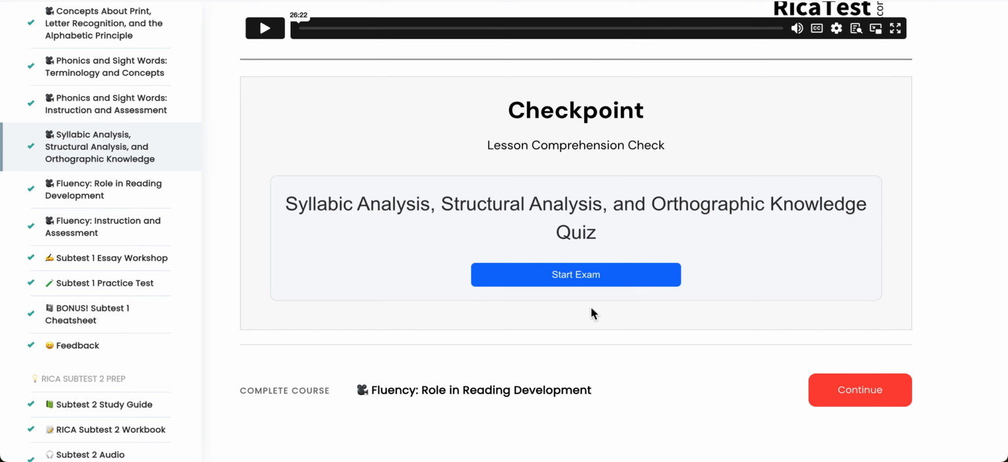We're going to start the exam, and just make sure that when you're preparing for Competency 7, you have a good understanding of the difference between structural analysis, morphemic analysis, syllabic analysis, orthographic knowledge, as well as key terms like morphemes, affixes, suffixes, and specifically the different types of syllables. You can think about an open syllable and a closed syllable, but hey, we're going to talk about some of these terms here on our quiz.